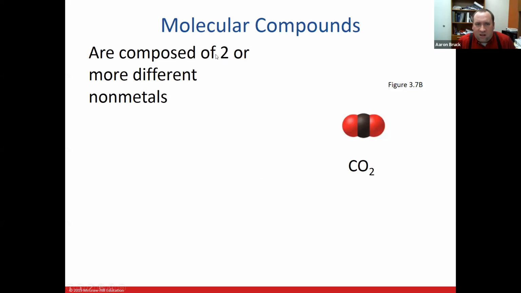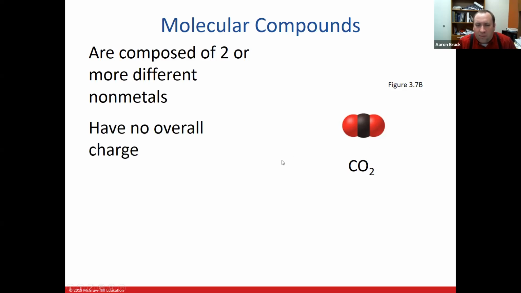Molecular compounds, on the other hand, are made up of nonmetals and nonmetals only. So if I have 2 or more nonmetal elements together, it is a molecular compound. A common example of that is carbon dioxide, where I've got 1 carbon and 2 oxygens bonded together to make this single molecule.